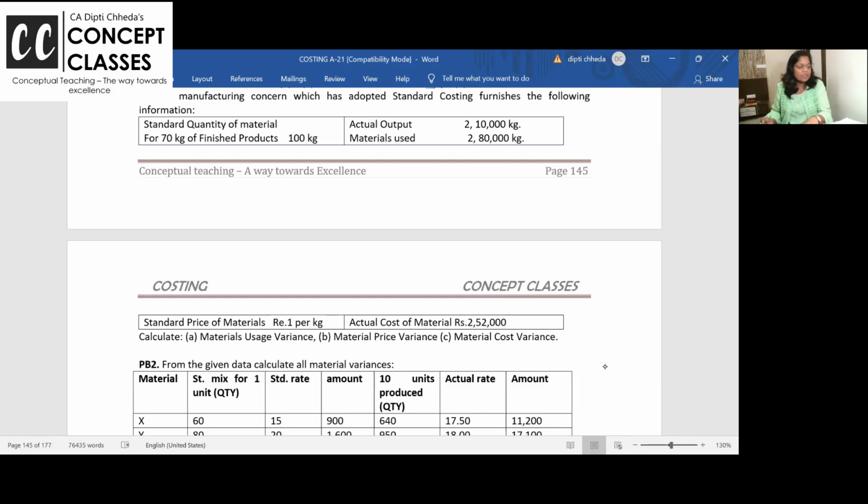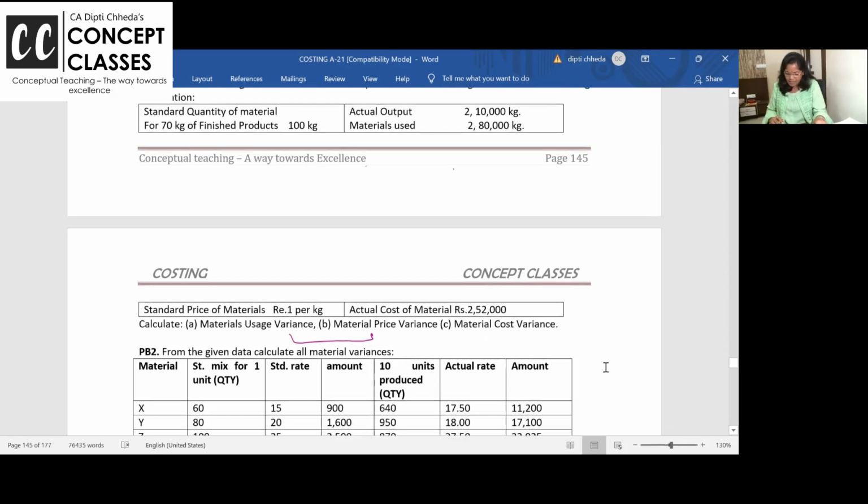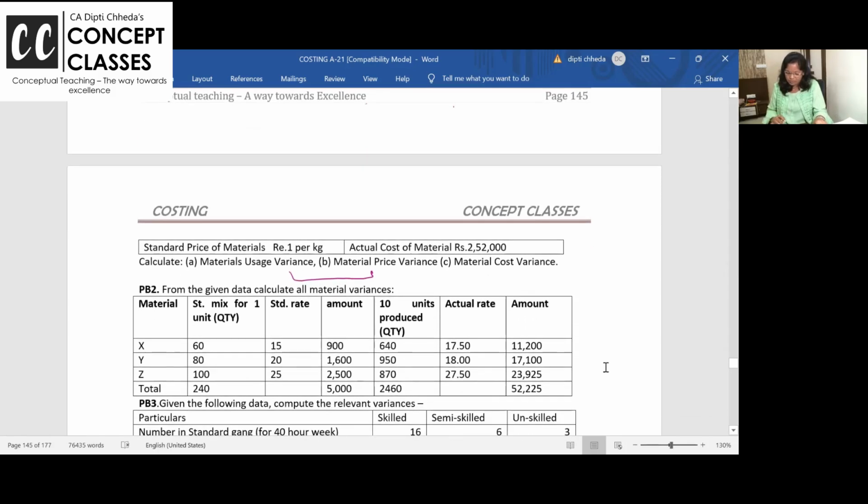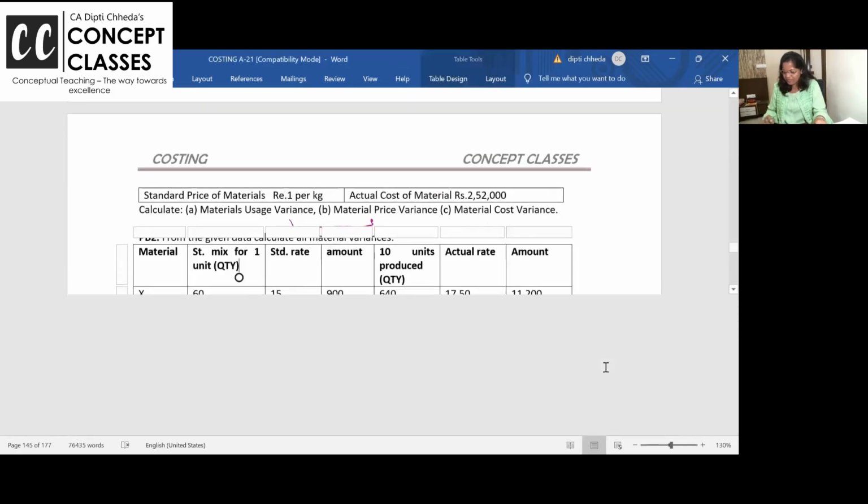So now calculate the material usage variance, material price variance, and material cost variance. And for all these kinds of variances, you have to use the standard and the actual. If you add these two variances, you will get this answer. Okay, we will do it first.